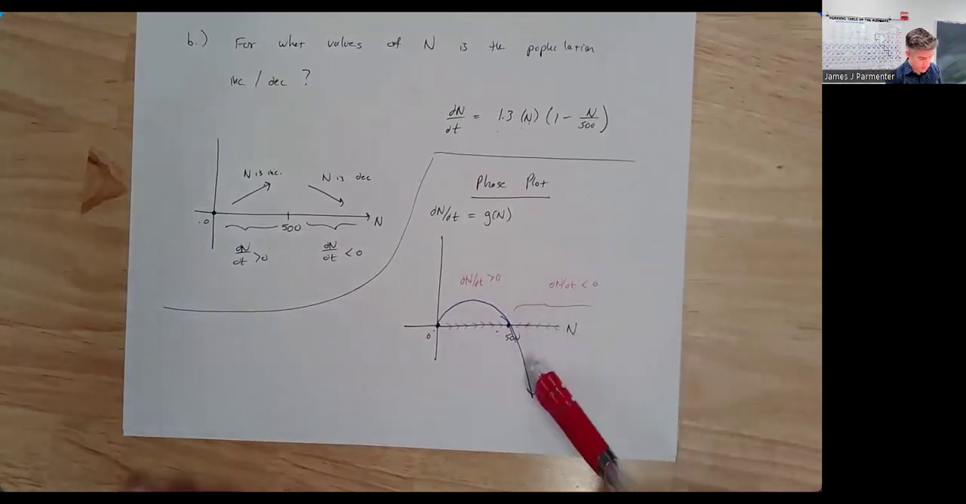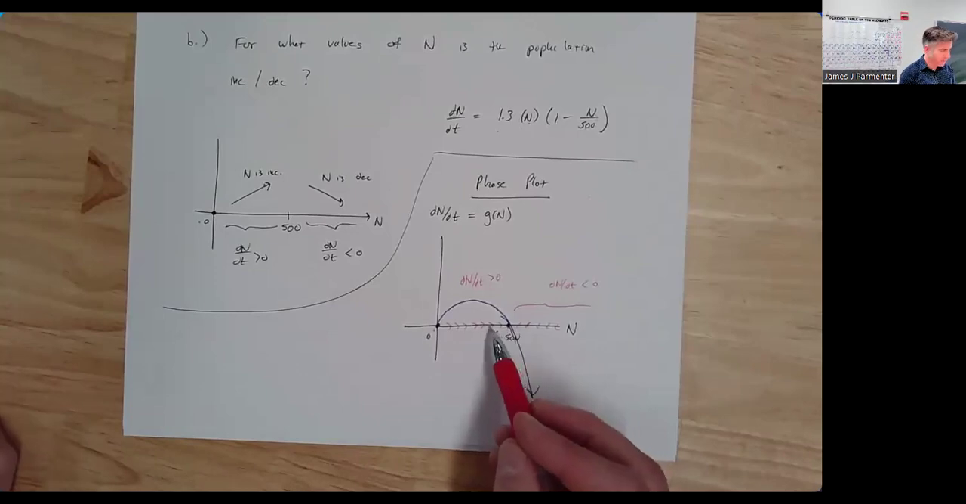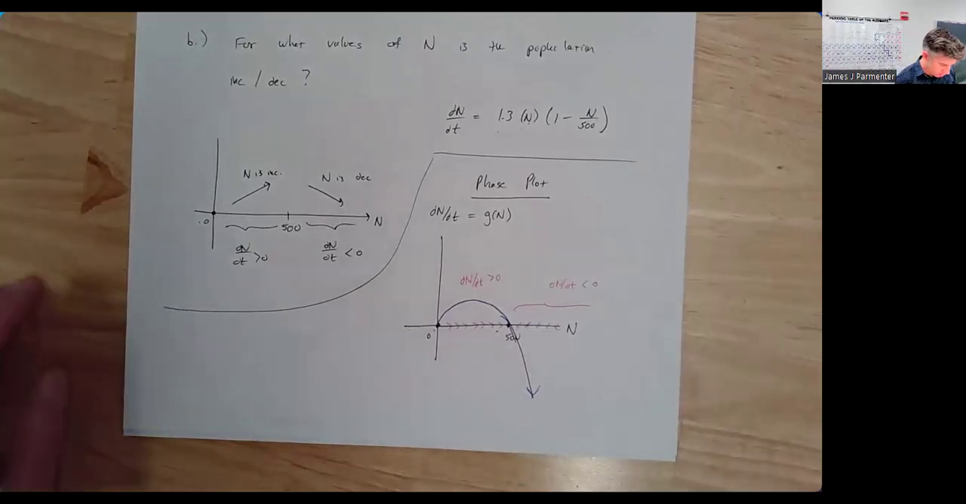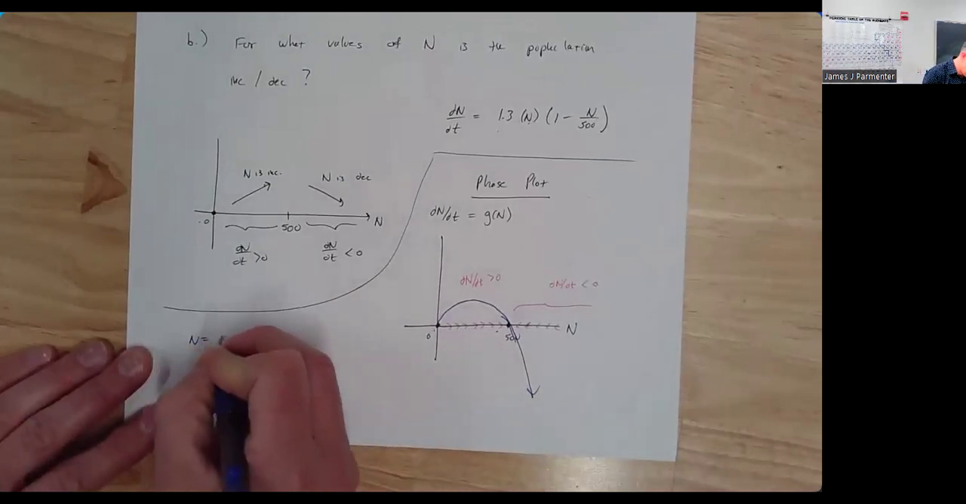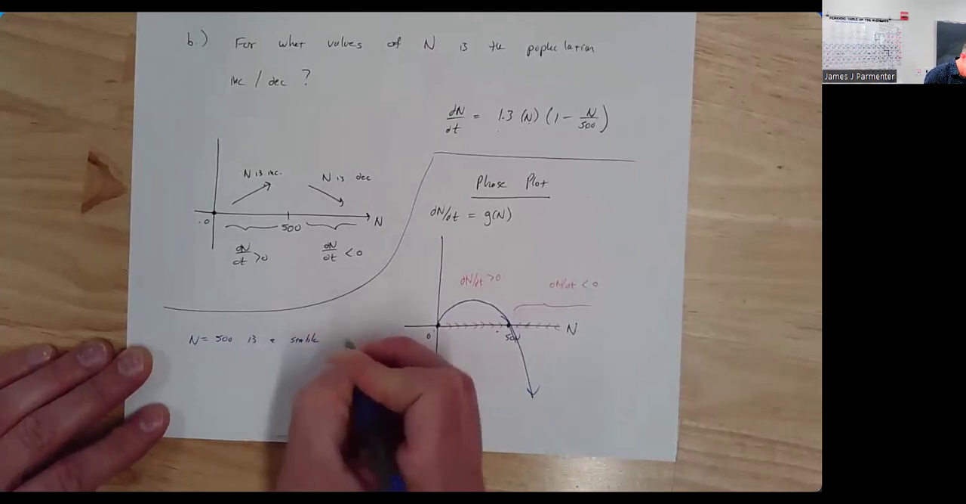So we can see that 500 is what we call a stable equilibrium, because if you're a little bit away from it on either side, you get pushed back towards it. So n equal to 500 is a stable equilibrium.